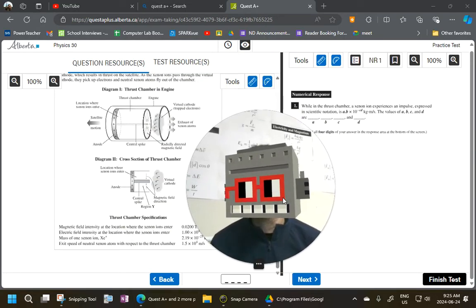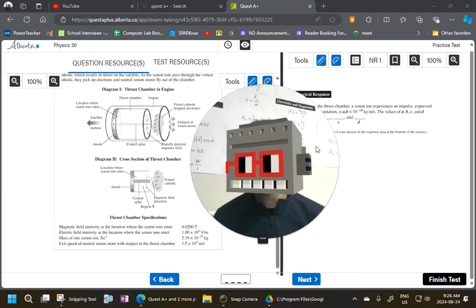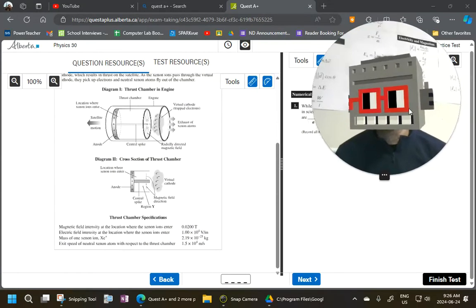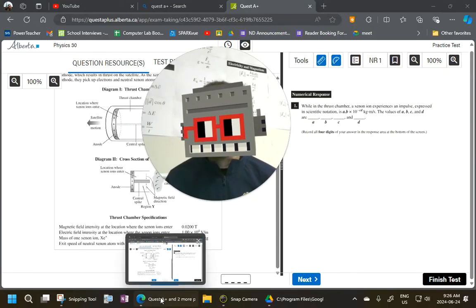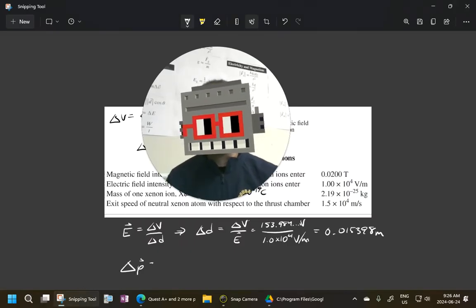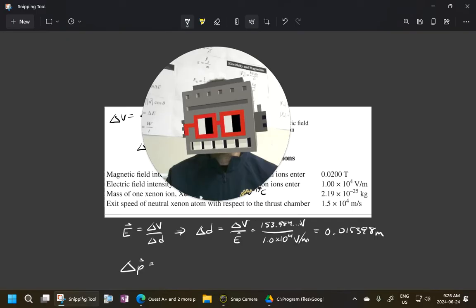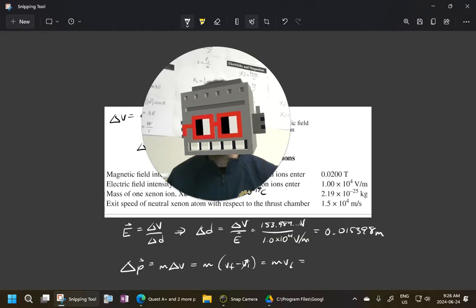Now, keep on going. While in that thrust chamber, the xenon experiences an impulse. Remember, impulse, there's two things. It's force times time, or it's mass times change in velocity. So that's going to be final minus initial. Initial is close to 0. So this is just going to be mass times my final velocity.